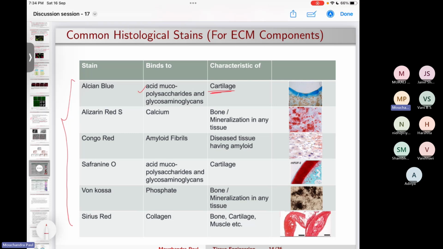Okay, that is used to tag the amyloid fibers. Safranin O, again for GAGs. Then von Kossa, it is for the phosphates. Okay, so hydroxyapatite also has calcium. This is actually a complex molecule that is composed of mainly the calcium group and the phosphate group. So you can check the bone mineralization either with alizarin red or von Kossa. Then there is Sirius red that is used to tag the collagen that is abundantly present in bone, cartilage, muscle, etc. So these are some of the stains that one can use to visualize different ECM components in a tissue.